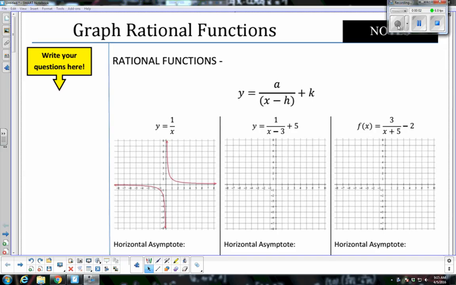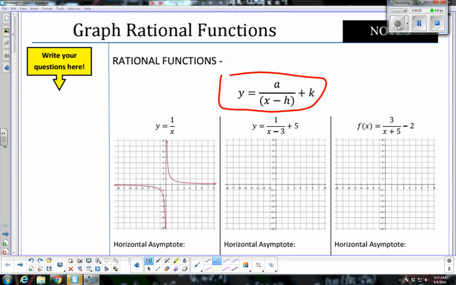Okay, guys, so this is our first section on graphing rational functions. So, what is a rational function? Let's talk about that first. You're going to see the general form of the rational function right here. This is your general form of a rational function. And all that means is a rational function is a type of equation which has a fraction.